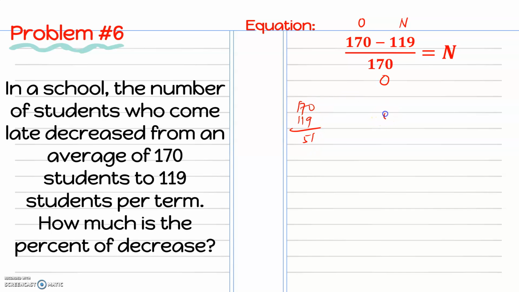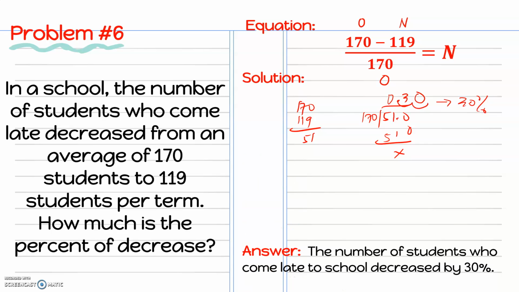So we have to divide 51 by 170. Let's try 3. We have 3 times 0 is 0, 3 times 7 is 21, 3 times 1 is 3 plus 2, that will be 5 rather. There's no remainder, so we'll stop dividing here. And we need to move the decimal point 2 times to the right. So for our answer, we'll have 30%. So the number of students who come late to school decreased by 30%.